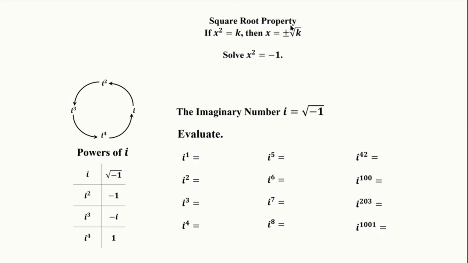Now, before we can properly address complex numbers, we need to take a look at a couple of other things. So let's start with the square root property, which simply states that if x squared equals k, then x must be either positive or negative square root of k.